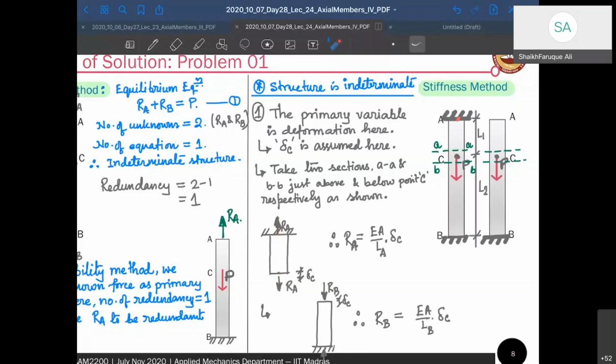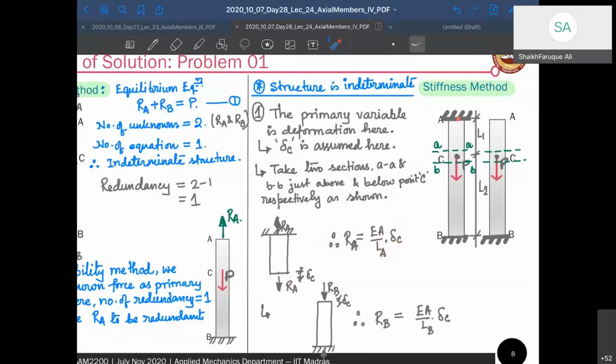P force is not yet acting because P force is acting from point C. Now I know the extra deformation that this point C has gone through is delta C, which is assumed. So I will know RA is EA by LA into delta C. This is from my last two classes, that delta C is PL by AE. So the force that is acting here is RA, so it's going to be RA into L by EA. So RA, since RA is unknown, is going to be EA by L into delta C.